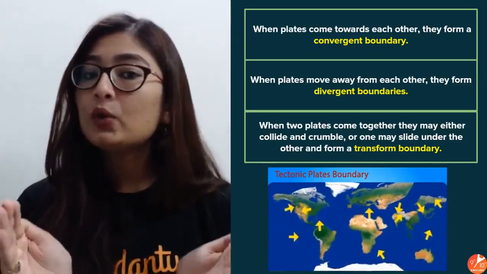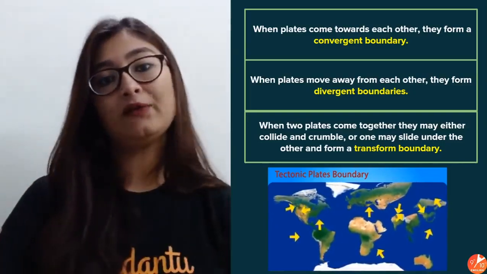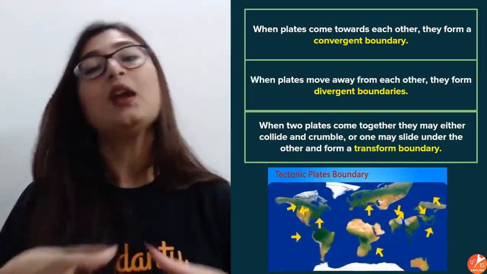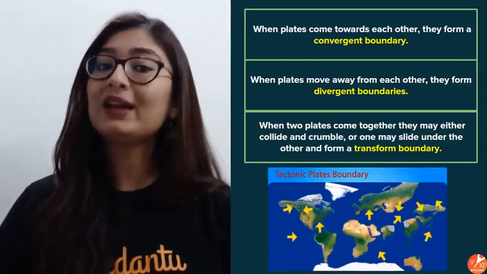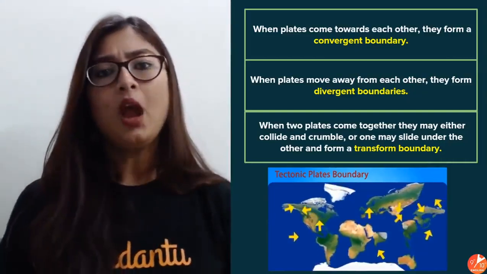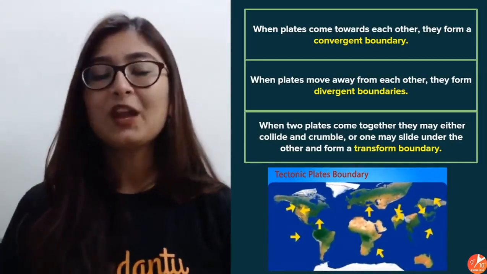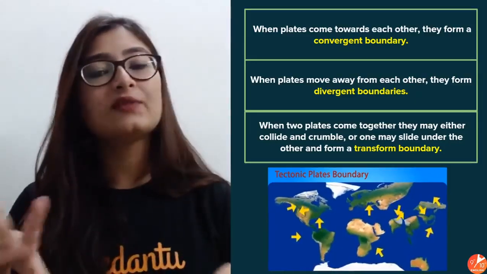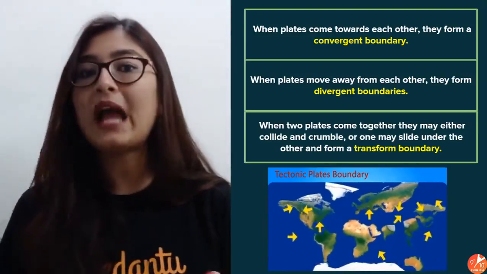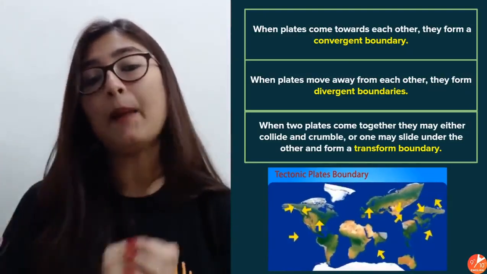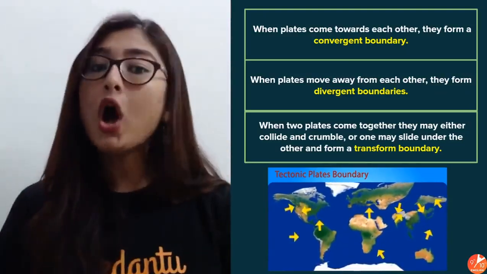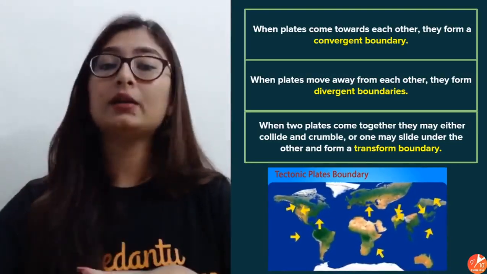And they're basically moving towards each other, so a convergent boundary will be formed. If they move away from each other, the surface will also move away, then a divergent boundary will be formed. But there's one more thing that happens when they're moving towards each other. What is that? Let's say there are two plates, one of which is kind of weaker. Then what will happen? It will collide and crumble and go under, or it will just slide under the other plate.